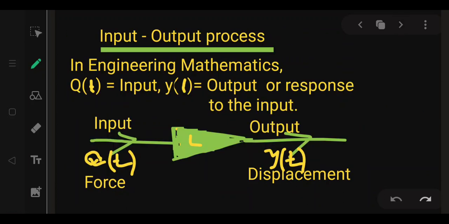So it can be regarded as an input-output process. So in engineering mathematics, usually our q of t is the input and y of t is the output or response to the input. So we can have a diagrammatic representation of the first order differential equation. Okay, q of t is the input and y of t is the corresponding output. Usually q of t is the force in engineering mathematics, mechanical vibration, etc. And y of t is the corresponding displacement.